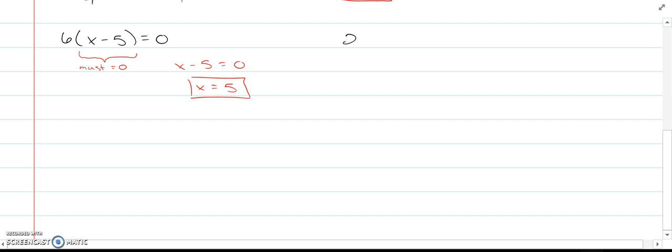Another example. 2 times (x plus 11) equals 0. So again, the concept is the inside of this thing, this whole thing, must equal 0. And so I can set it that way and solve. Minus 11. Done.